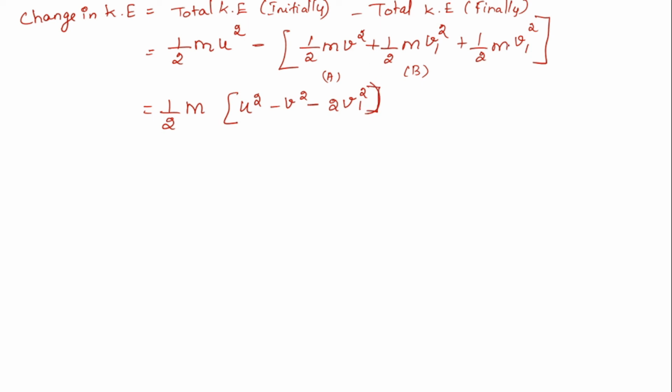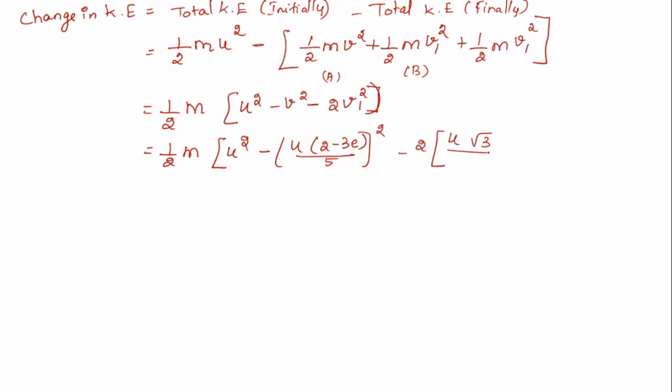So half and m are common. I have taken them outside. You just multiply the negative with each and every term. So we get half into m into u square minus v square minus 2v1 square. Now we are going to substitute the values of v1 and v here. So it will be half into m into u square, which you can keep as it is, minus v square, which is u into (2 minus 3e) divided by 5, the whole square, minus 2 into v1 square, which is u into root 3 by 5 into (1 plus e), the whole square.